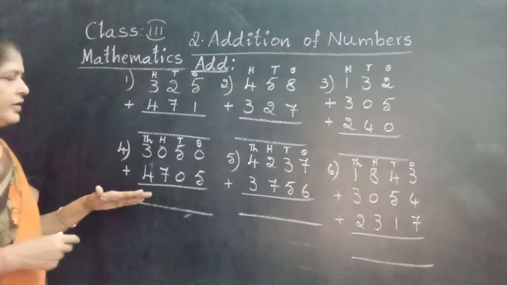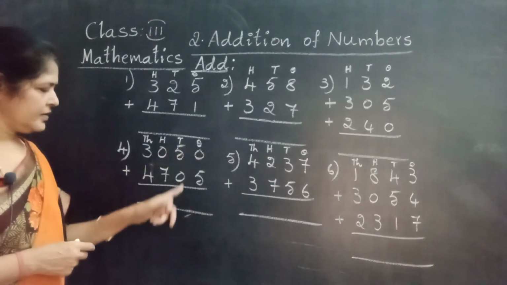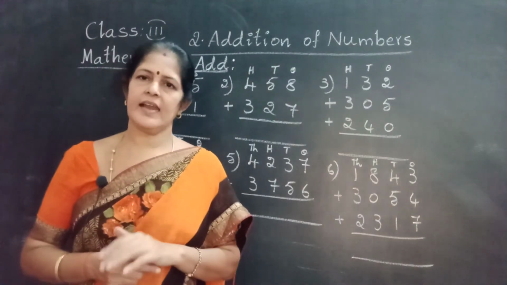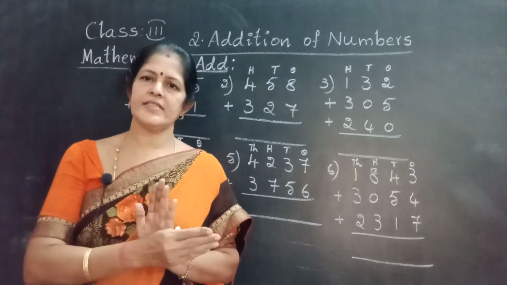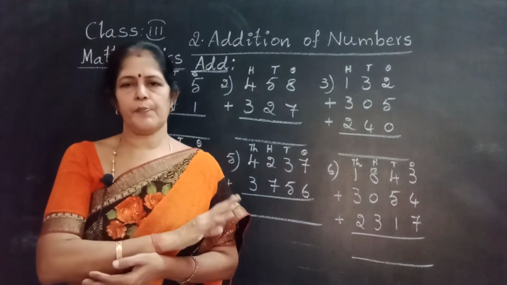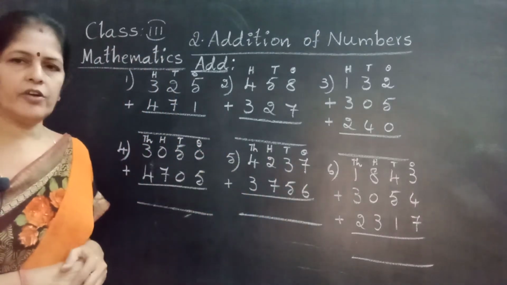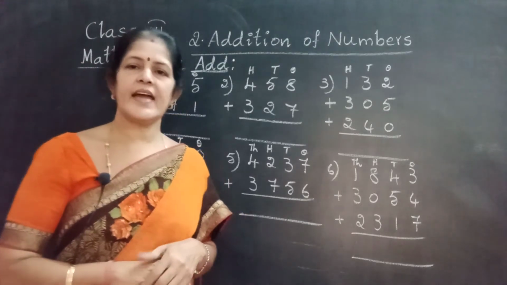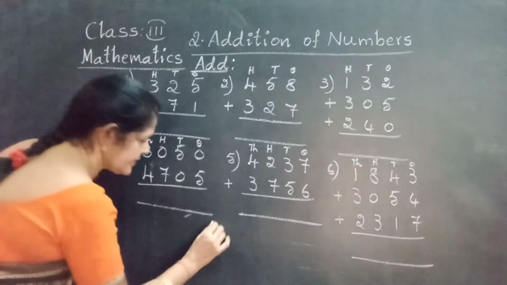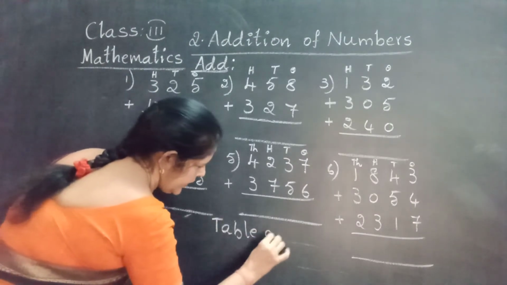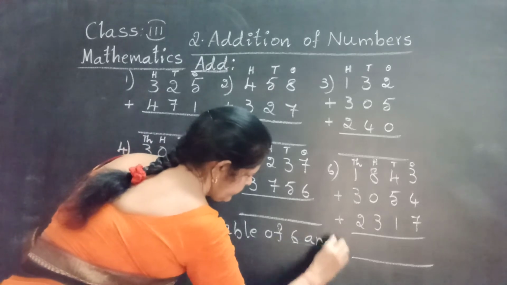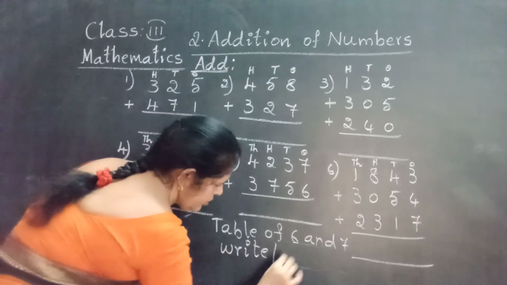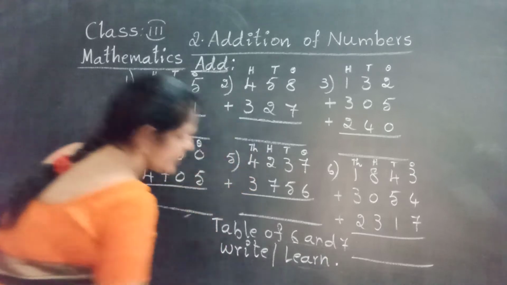Now come to 4-digit numbers. Adding ones, tens, hundreds, last thousands. If the sum is a 2-digit number, write the ones number in the ones place and carry forward to the next place. Okay? Note all these down in your homework book or rough notes and practice. And another one, write 6 and 7 tables. Write and learn the table of 6 and 7.